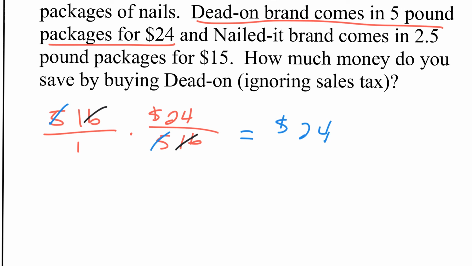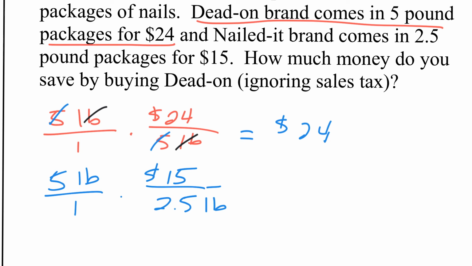Now if we look at the other brand, he needs 5 pounds. But the other brand, it takes $15 to get 2.5 pounds. Now once again, the pounds are going to cancel. So now we're going to have on the top 15 times 5. $75 divided by 2.5, and that is $30.